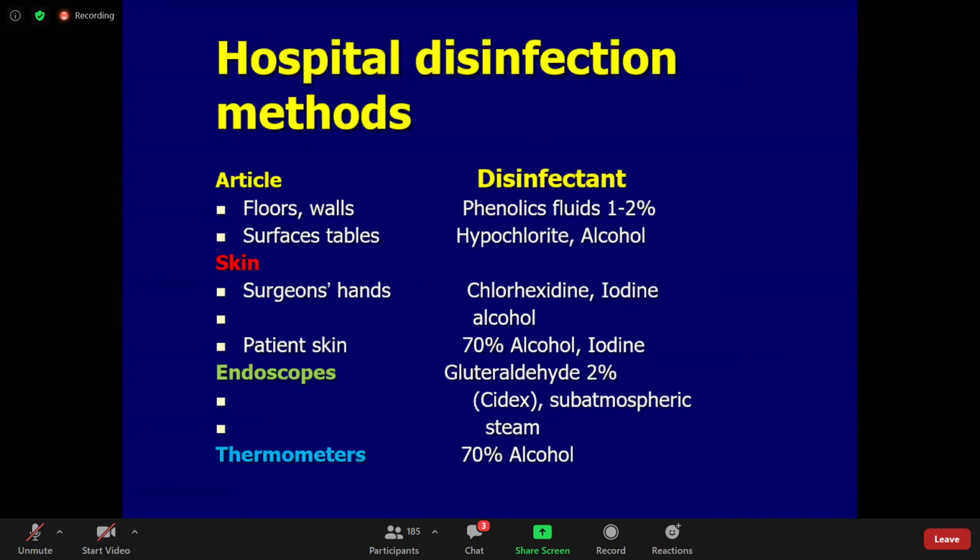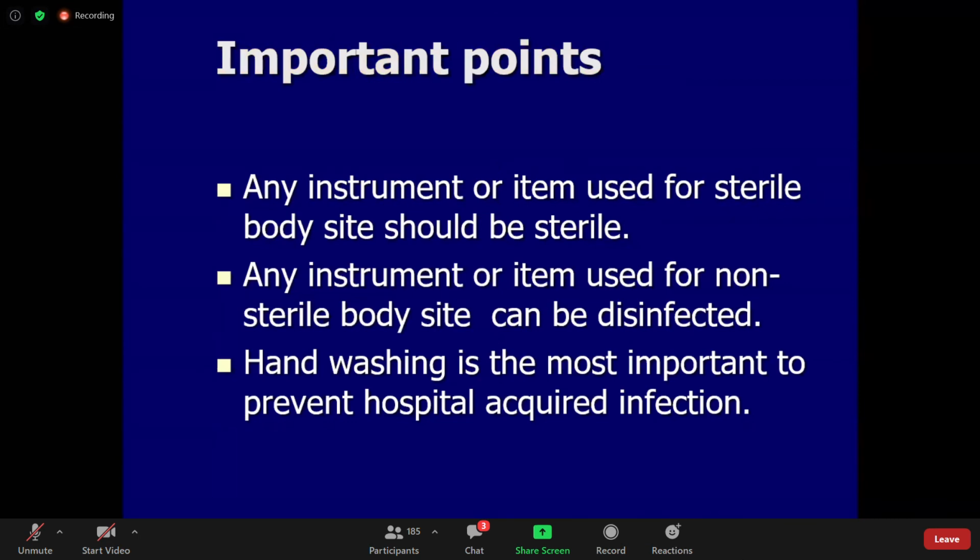These are some examples of hospital disinfection methods used. If you talk about floors and others, use phenolic compounds. For skin, it's different, particularly if it's for the surgeon or for patient skin. If you're working as a surgeon, you need to use something like chlorhexidine and iodine with alcohol. But for the patient, alcohol will probably be more than enough. So you should know that even applying antiseptic to the skin differs between surgical use and patient skin. Endoscopes, like I said, with formaldehyde, thermometers, and so on.